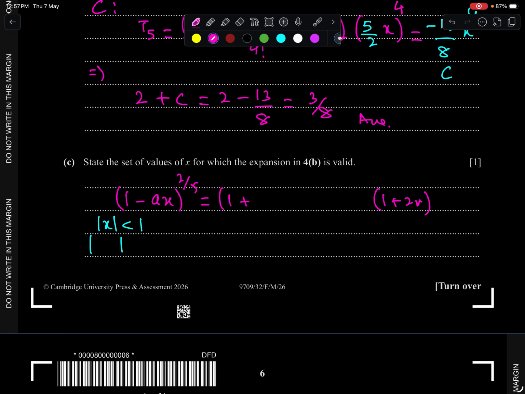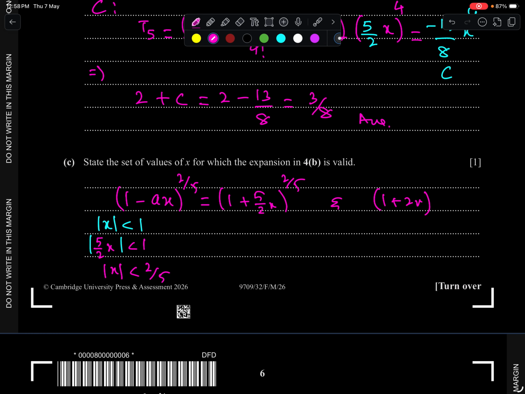So 1 plus 5 upon 2 x whole power 2 upon 5. Okay. Now you need to replace this x by this second term. This is the way to find set of values. Always replace this x by the second term of the expansion. So we have 5 upon 2x less than 1. Now simplify this for modulus x. So it's 2 upon 5.